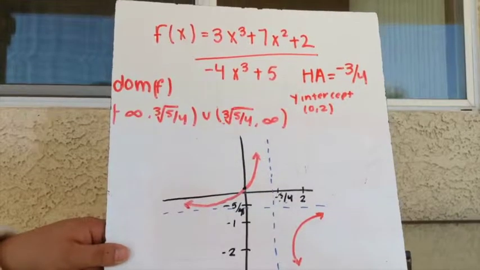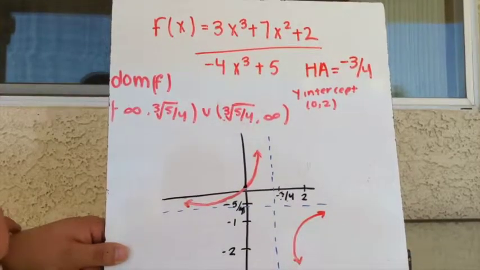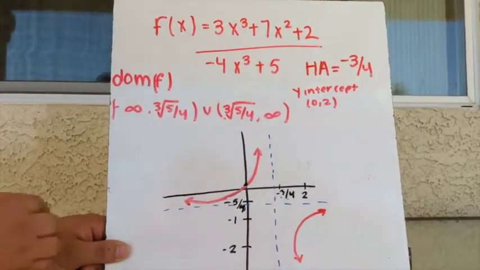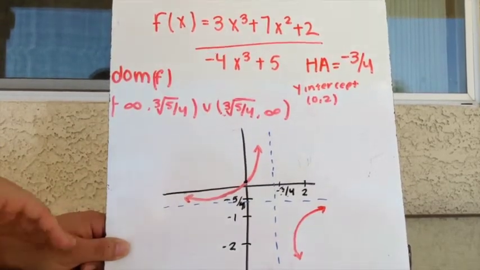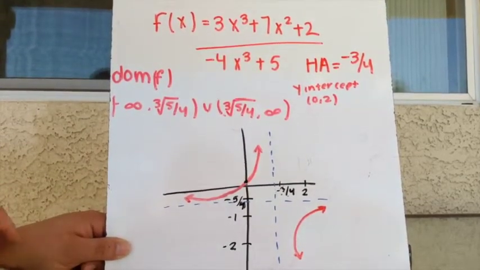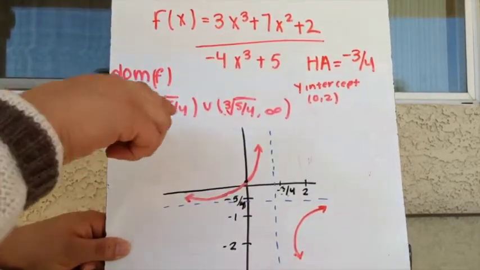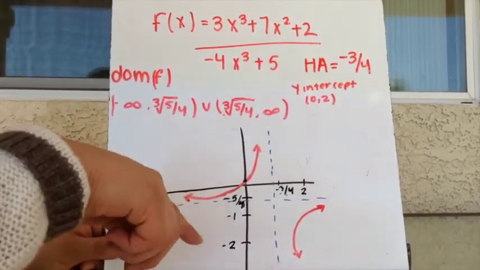So step 4 is just graphing the problem out. Since our horizontal asymptote is negative 3/4, you mark it there, and you have the 5 over 4 vertical, and you mark it there, and you just basically draw your arrows where they belong.